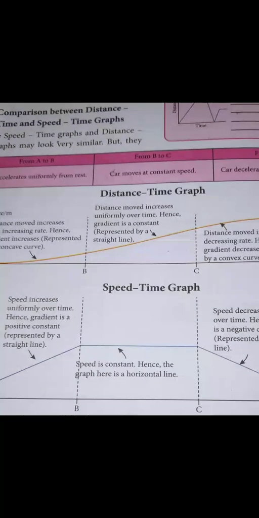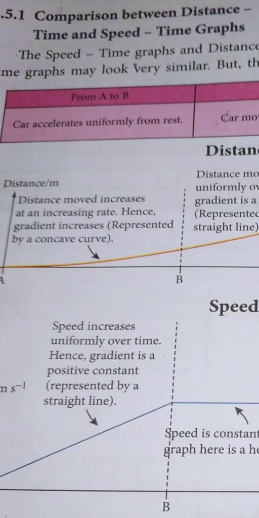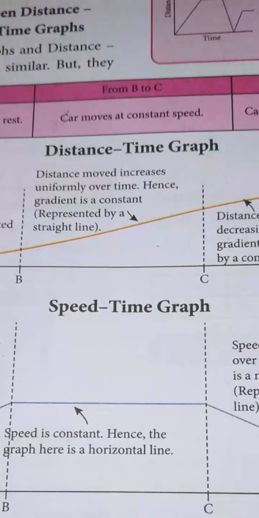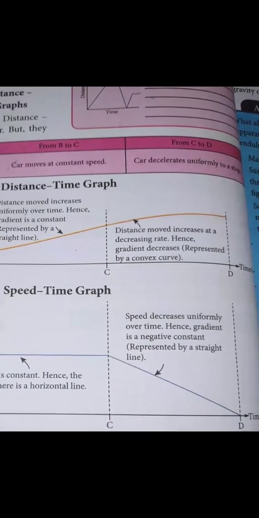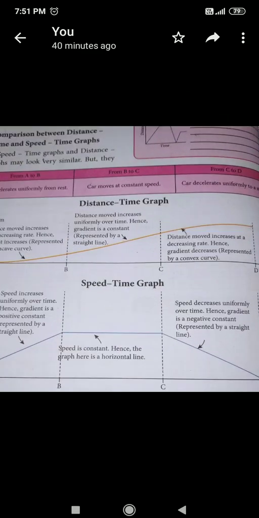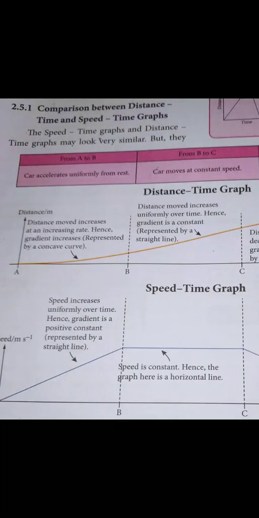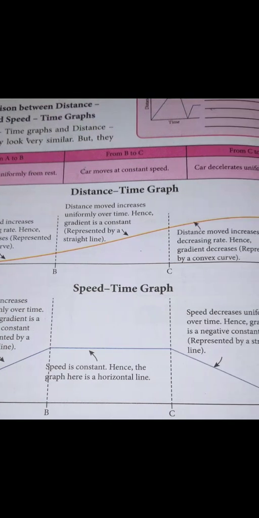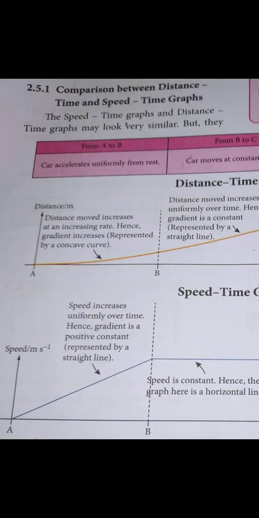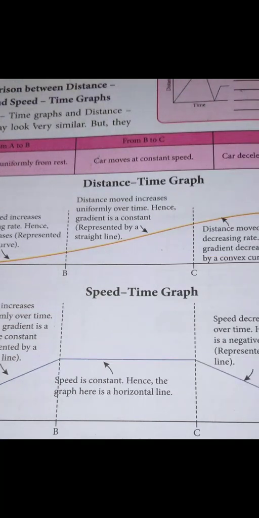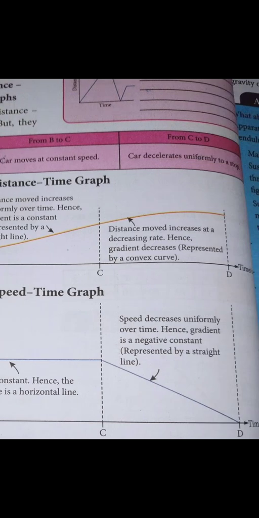See, from A to B, the car accelerates uniformly from rest, and then from B to C, the car moves at constant speed. From C to D, the car decelerates uniformly to stop. First one, distance time graph. From A to B, the car accelerates uniformly, and from B to C it moves at constant speed, and then the gradient increases, a convex curve. In the speed time graph, speed in meters per second increases uniformly and then constant, a horizontal line will come, and then it decreases uniformly.